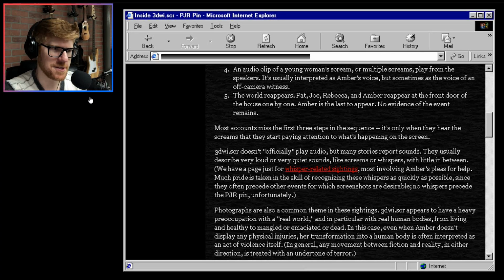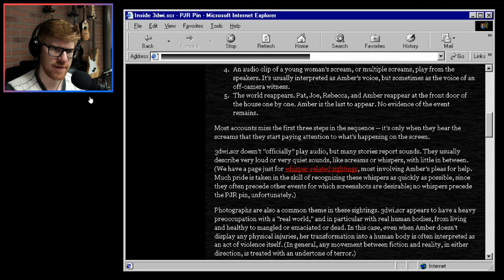Most involving Amber's pleas for help. Much pride is taken in the skill of recognizing these whispers as quickly as possible, since they often precede other events for which screenshots are desirable. No whispers precede the PJR pin, unfortunately. Photographs are also a common theme in these sightings.